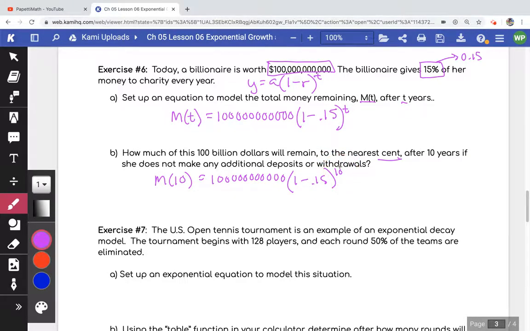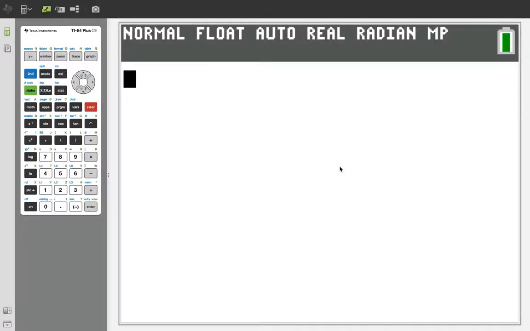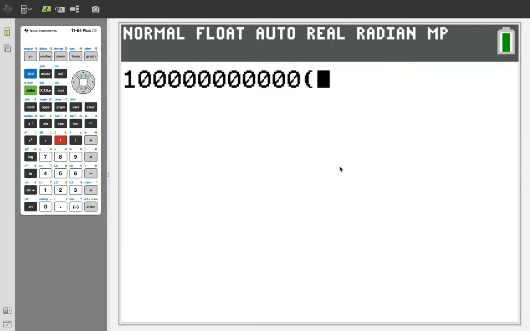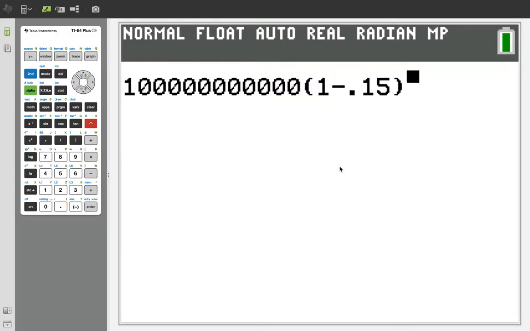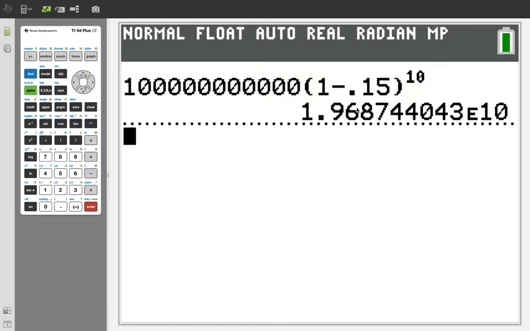What we're going to do there is we're going to go to our calculator, and you're going to enter in 100 and make sure you put the correct amount of zeros. We have 1, 2, 3 for 1,000, 1, 2, 3 for million, and 1, 2, 3 for billion. And then we're going to multiply that by 1 minus 0.15, and that's going to be raised to the power of 10. And when you press enter right there, you're going to get a number that looks like this. And if you're using the same kind of calculator as I am, this is not going to give us our value to the nearest cent. We need to have more decimal places for that.